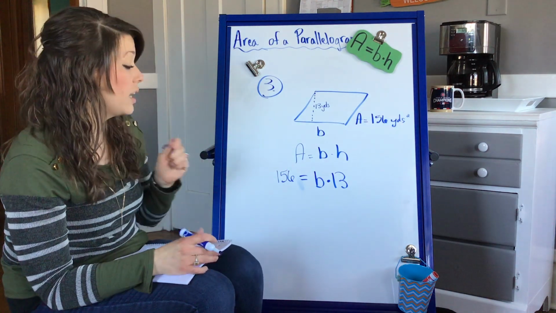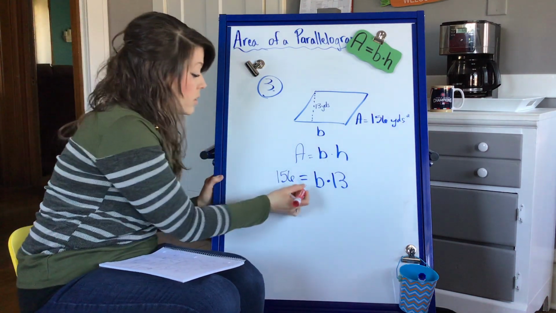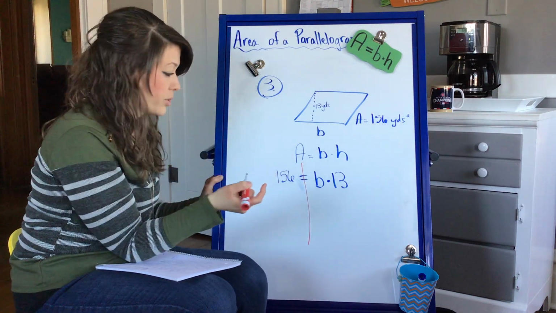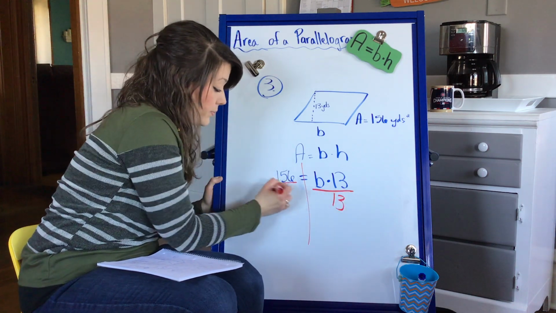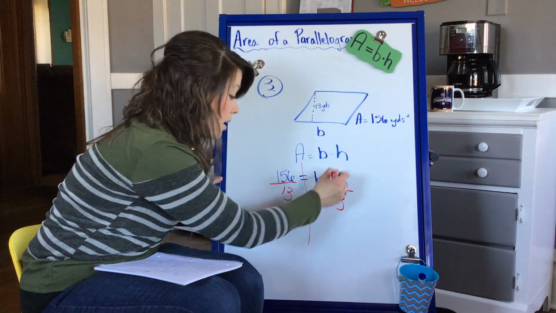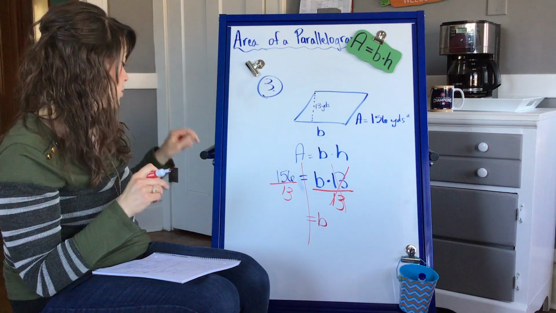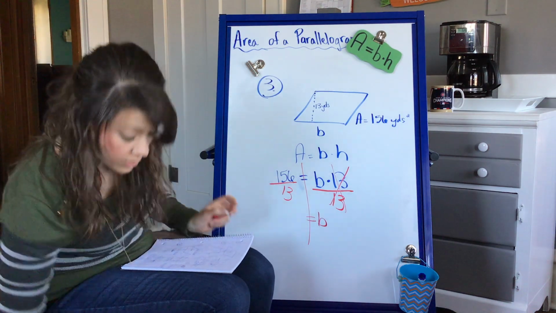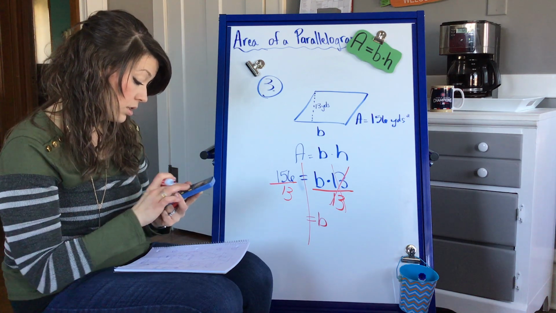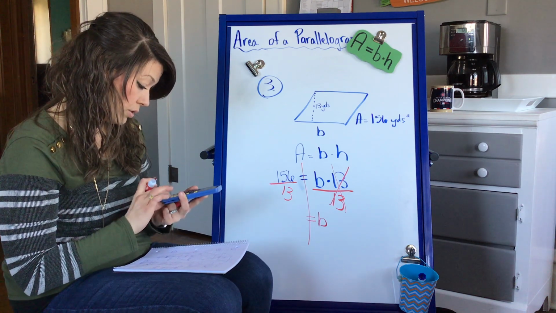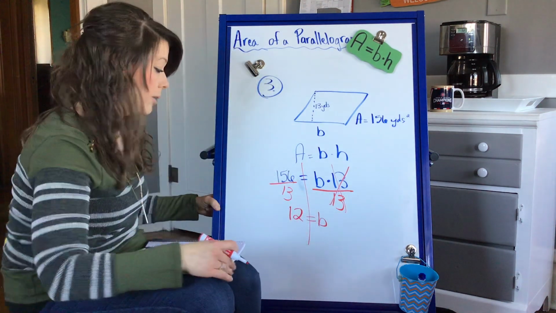So right now it is a multiplication problem. So in order to figure out the base, I have to use division. So I'm going to draw that line just like we did in the last chapter. And instead of timesing by 13, I'm going to divide both sides by 13. Okay? So then that gets rid of those. I'm left with B equals, and then 156 divided by 13. If you want to use your calculators, you would go ahead and solve that. 156 divided by 13. I got the same answer, so my answer would be 12. Hopefully you got 12 as well.